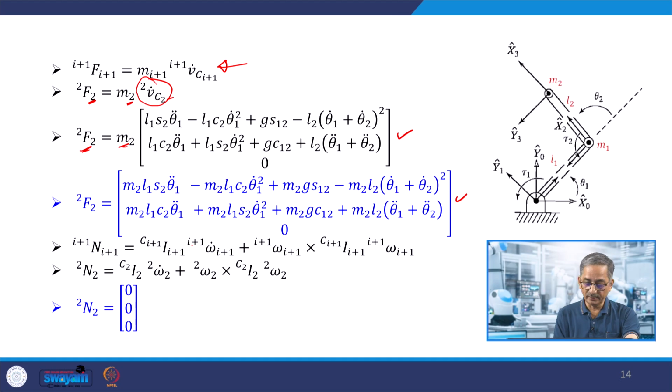Then the inertial moment, this is the expression. Again here it is a simple Euler equation where you have the I alpha term plus omega cross I omega term.